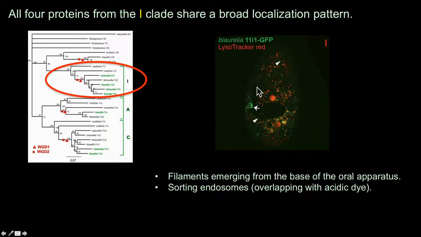So when we look at all of the orthologs and paralogs from the eye clade, we find that they all share a nearly identical localization pattern. And that's the one that I just described to you: the base of the oral apparatus, filaments extending back to the base, and then the sorting endosome co-localization with the lysotracker. So they're all, it's a pretty broad pattern, but it's very specific to these compartments.